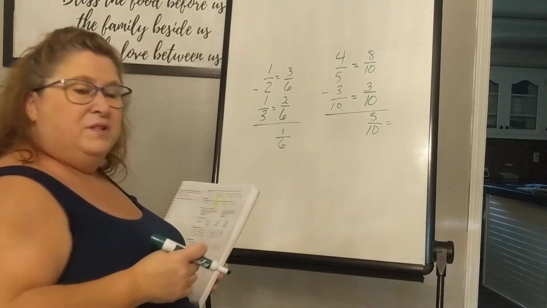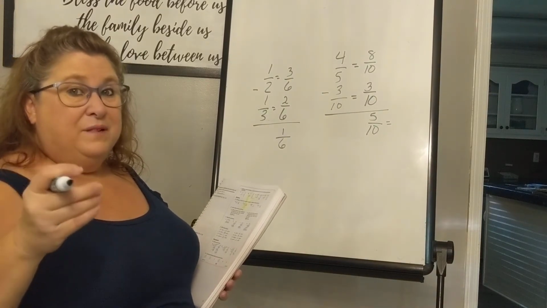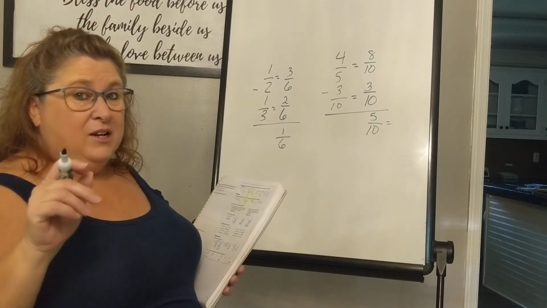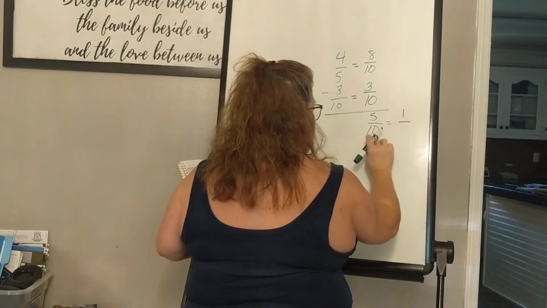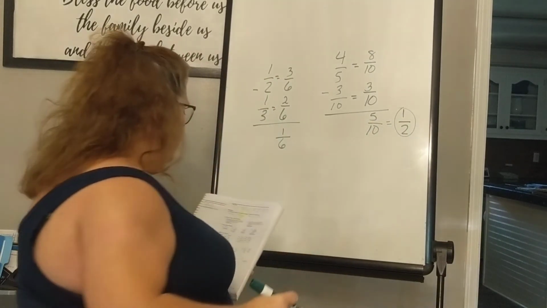5/10 can be reduced. How do I know? Automatically I know because I can count by fives and get to 10. So that tells me that 5 is going to be my greatest common factor that I have to divide by. 5 divided by 5 is 1. 10 divided by 5 is 2. So 1/2 is my answer there.